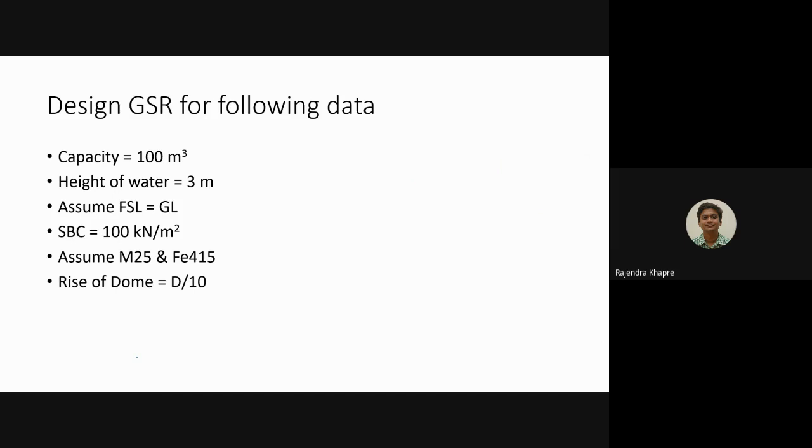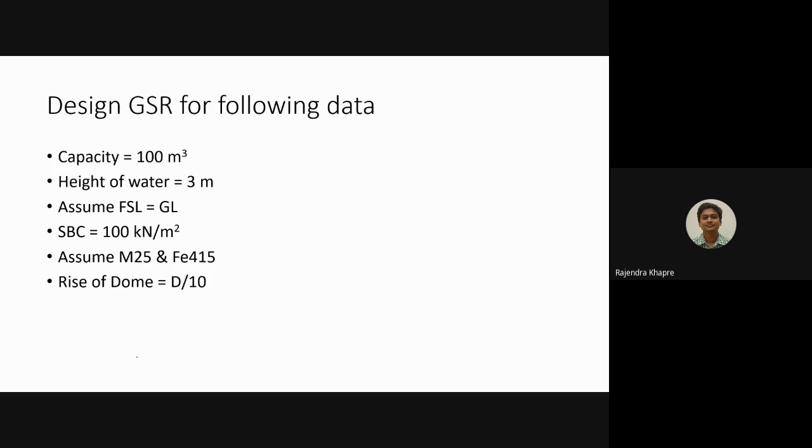As far as concrete grade and steel grade is concerned, this is given to you as M25 grade concrete and Fe415 grade steel. Anyway, these are the minimum grades of concrete and steel which you have to assume for the design of any environmental structure. You can even go for a higher one, but this is the minimum. M25 is the minimum grade of concrete.